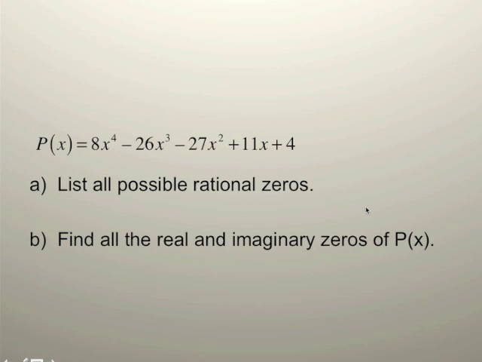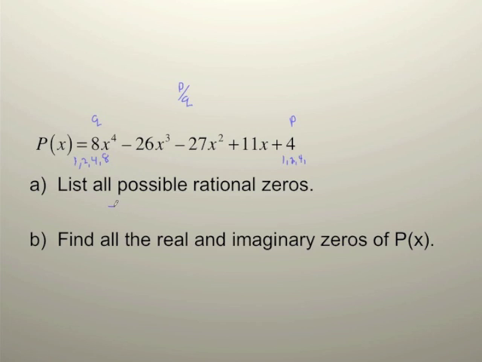So what we do to list the possible zeros is you need the factors of the first coefficient, 8. 1, 2, 4, and 8 are the factors. And the factors of the constant, 1, 2, 4. Now these are your P's and these are your Q's, and it's P over Q, listing all the possible zeros.